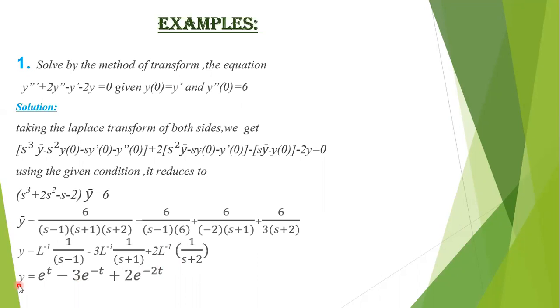Our last step is y equals to Laplace inverse of 1 upon s minus 1 is nothing but e raised to t. Next term, minus 3 take outside, Laplace inverse of 1 upon s plus 1 is e raised to minus t. Plus 2 take outside, Laplace inverse of 1 upon s plus 2 is e raised to minus 2t. This is our desired result.